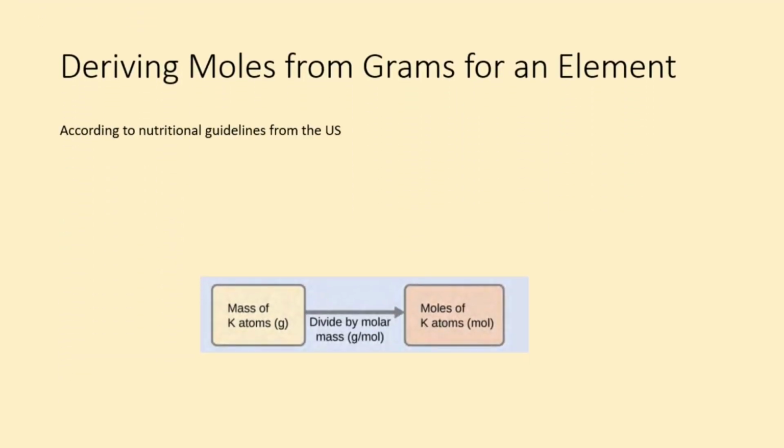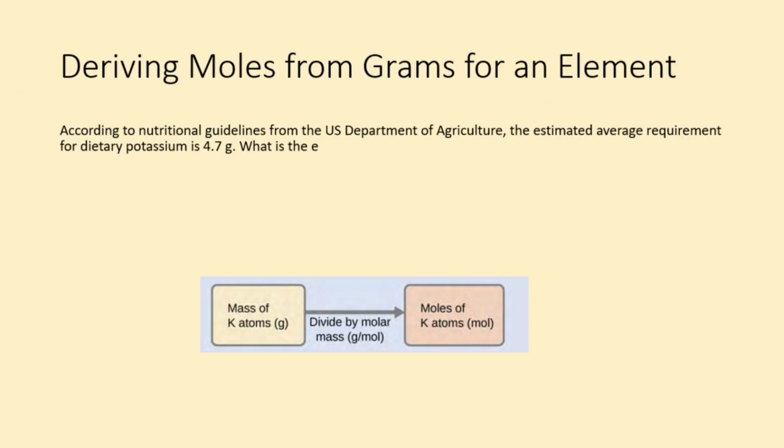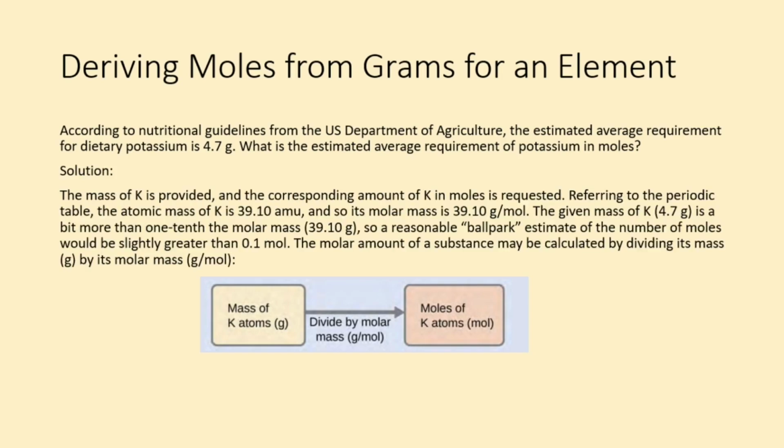Deriving moles from grams for an element. According to nutritional guidelines from the U.S. Department of Agriculture, the estimated average requirement for dietary potassium is 4.7 grams. What is the estimated average requirement of potassium in moles? The mass of K is provided, and the corresponding amount of K in moles is requested. Referring to the periodic table, the atomic mass of K is 39.10 amu, and so its molar mass is 39.10 grams per mole. The given mass of K, 4.7 grams, is a bit more than 1/10 the molar mass, 39.10 grams, so a reasonable ballpark estimate of the number of moles would be slightly greater than 0.1 moles.